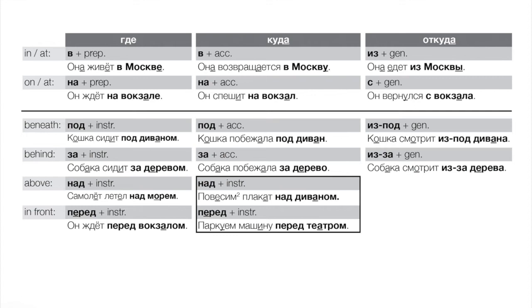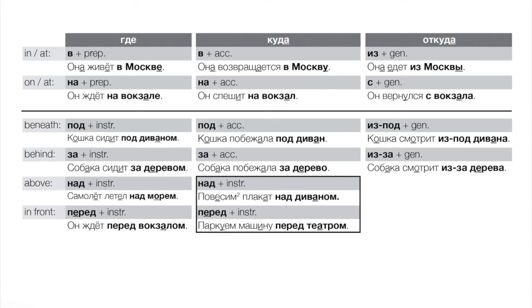And then откуда, right, from these positions, we get из or с, depending on whether or not it's a v or a na noun. Она едет из Москвы, she's on her way by vehicle from Moscow. Он вернулся с вокзала, he returned from the station. Okay, so let's look now at these four new positions. Под, за, над, перед. Now we know already that if we're talking about где, we're going to get instrumental, right?